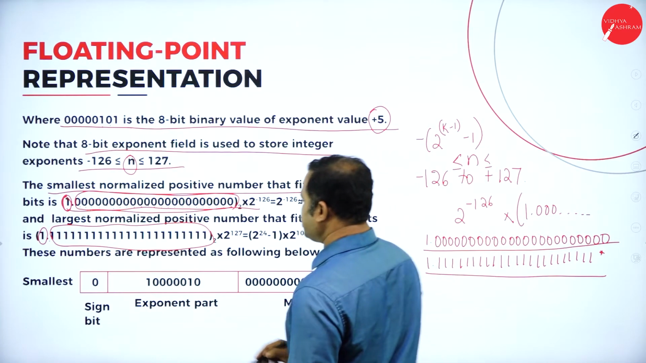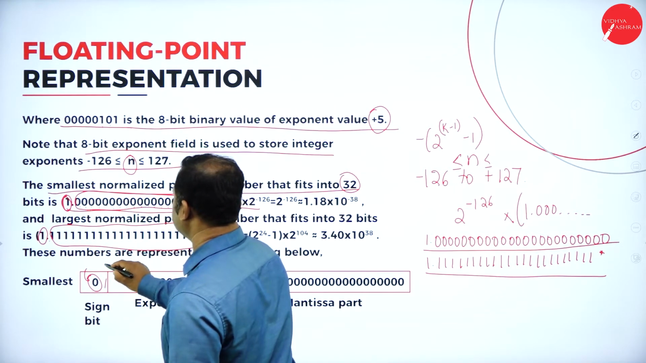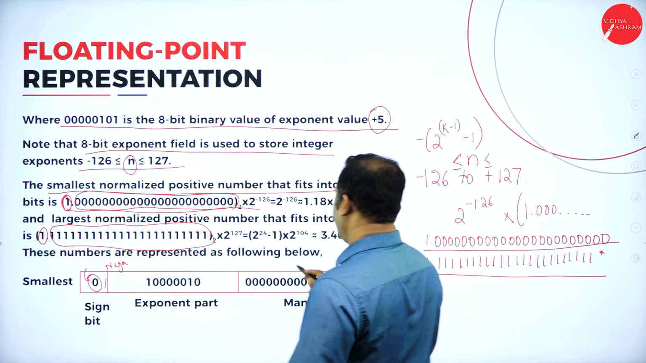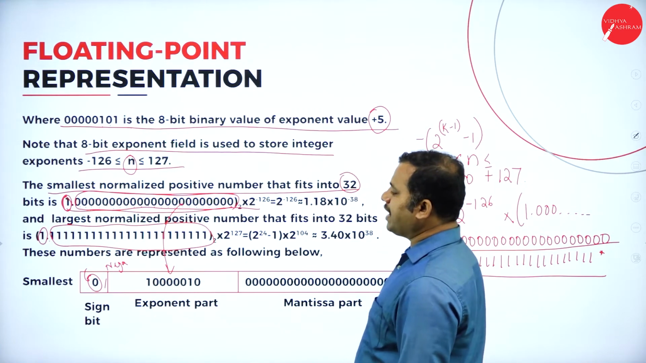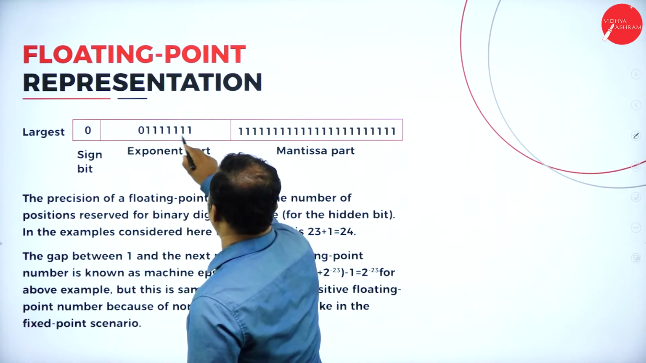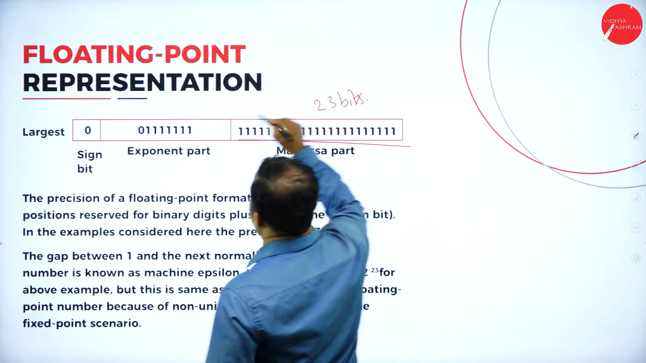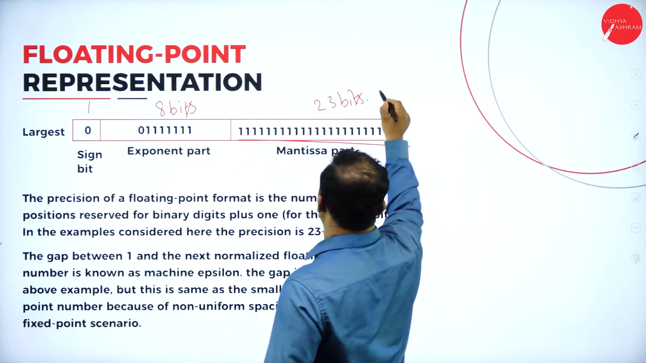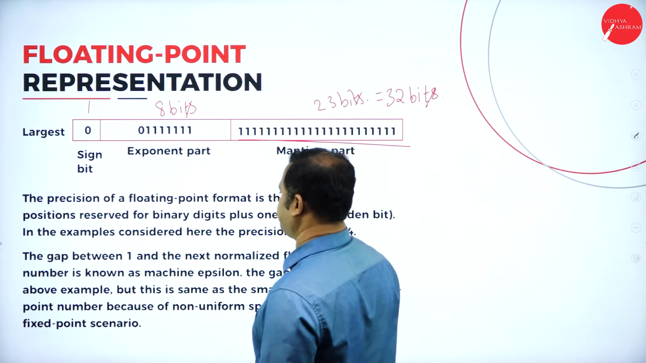So the first bit indicates 0. That means it is a positive number. If it is 1 here, it is a negative number. Then the exponent part and the mantissa part. This is the smallest number. What about the maximum number? That is this, the largest number: 0, then all 1s in the exponent, and all 23 mantissa bits are 1. All 8 bits are like this and the rest like this. So totally we have a 32-bit format to represent floating point numbers.